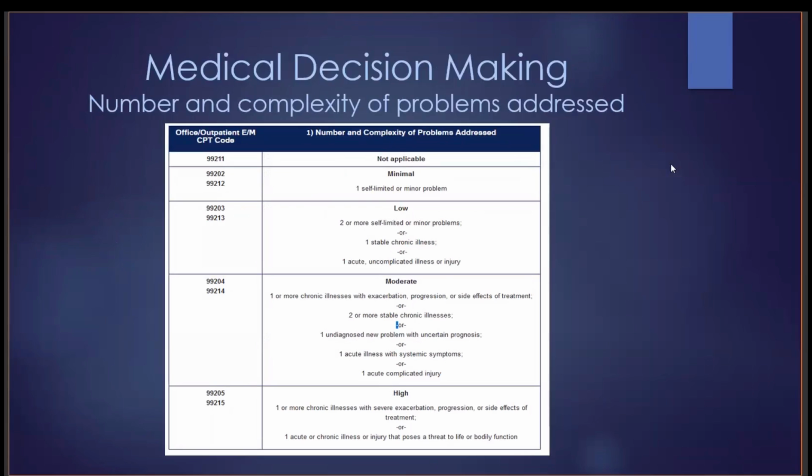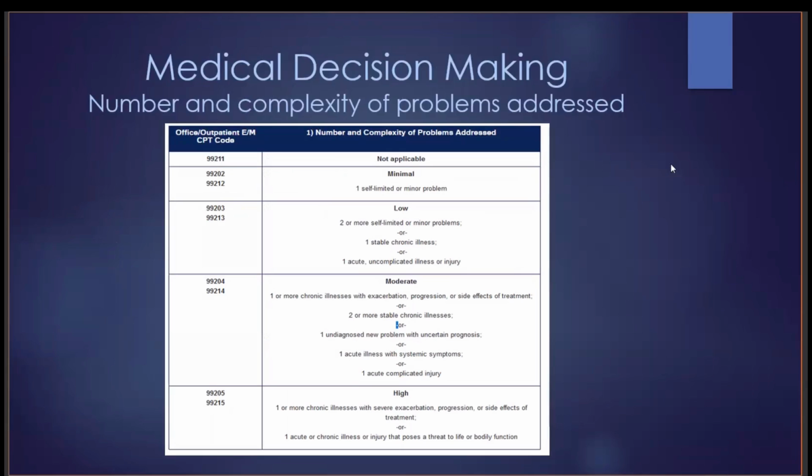probably hitting it more often based off the time you spend, probably more so than the complexity, although there are, of course, cases that you will hit that, which is 1 or more chronic illness with severe exacerbation, progression, or side effects of treatment, or 1 acute or chronic illness that poses a threat to life or bodily function.